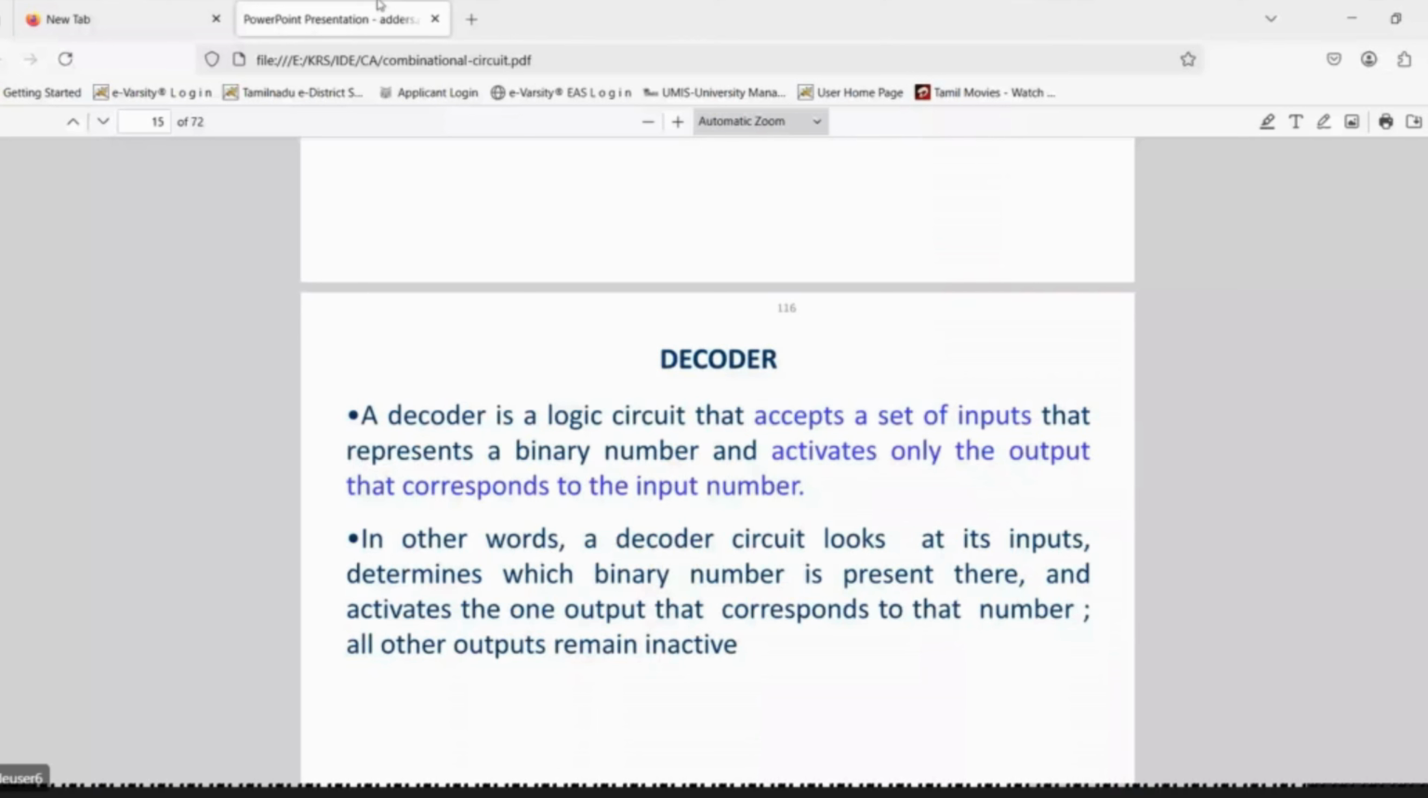Similarly, the subtractor is the subtraction of two binary values. Therefore, there are two binary inputs and two outputs, borrow and difference. In case of full subtractor, there are three inputs and two outputs. The outputs are borrow and difference. The continuation: today we discuss decoder.